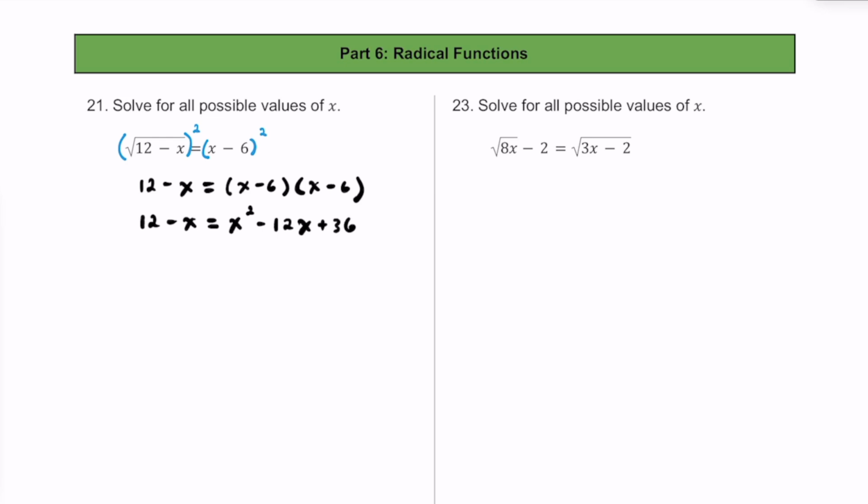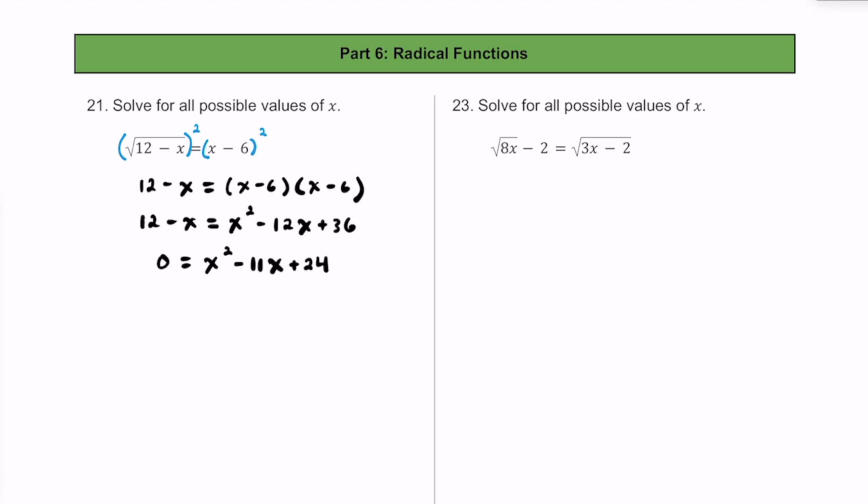Now I'm going to go ahead and take away 12 from both sides here, and I'm also going to add x to both sides here. So I'm going to move everything basically to the right side of the equation. So I'm going to leave that x squared alone. There's no like terms with it. If we go ahead and add x to both sides, this is going to become a minus 11x. And if we take away 12 from both sides, that's going to be plus 24, since 36 minus 12 is 24.